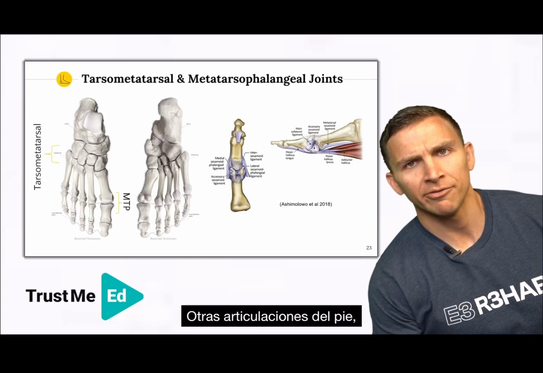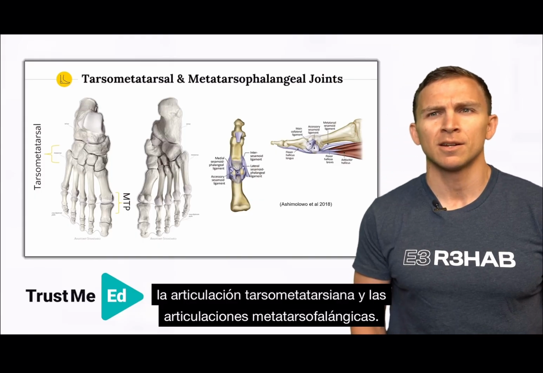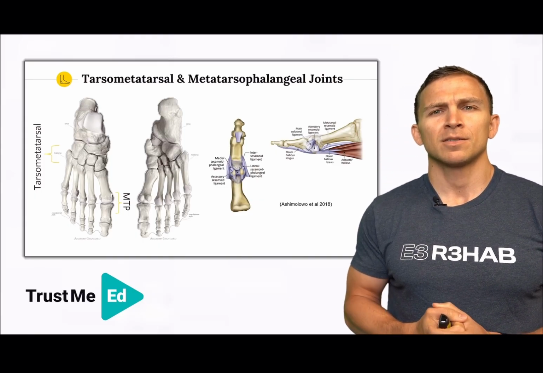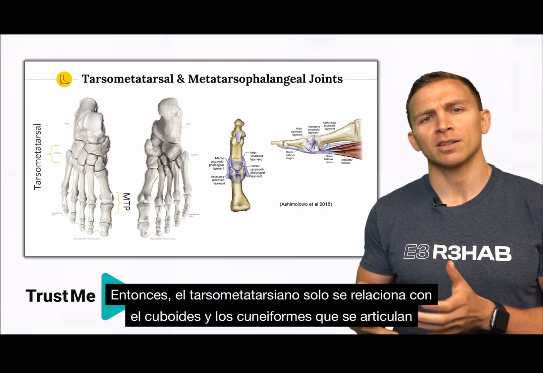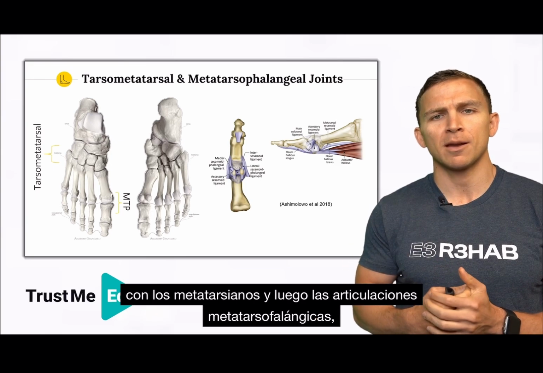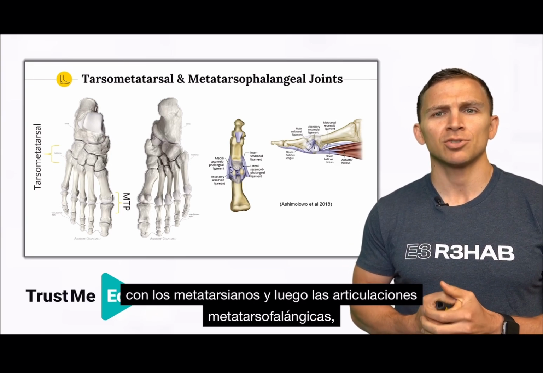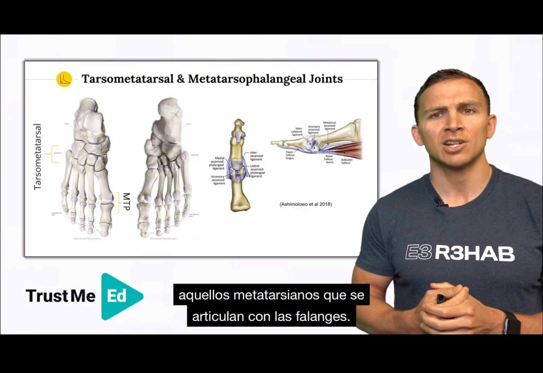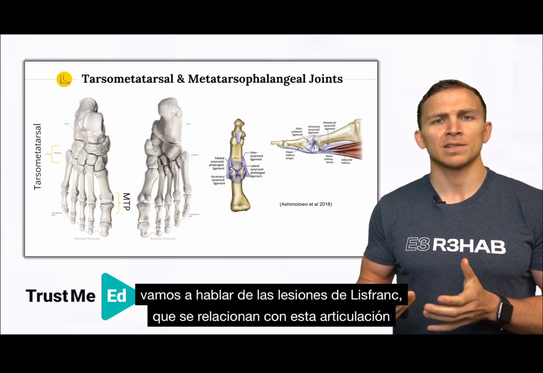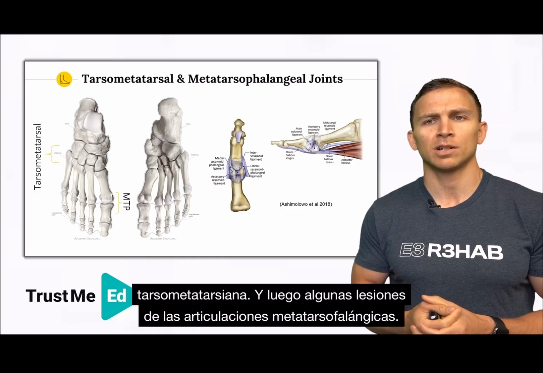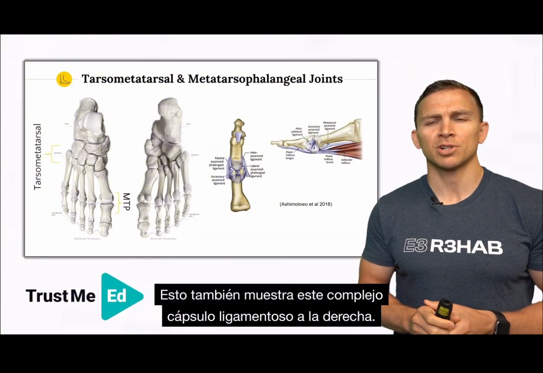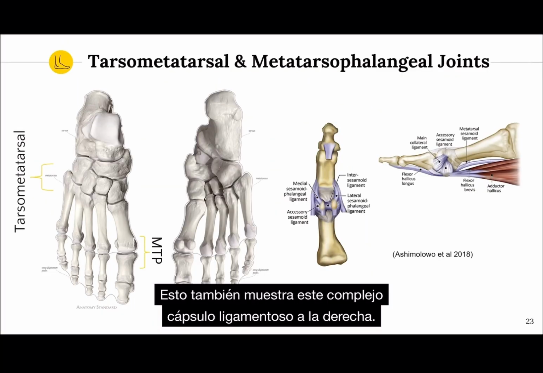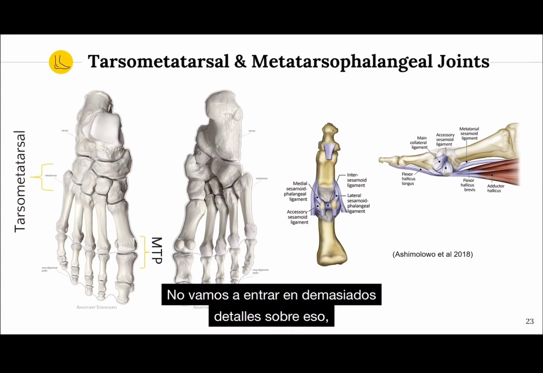Other joints of the foot, the tarso-metatarsal joint and the metatarsophalangeal joints. So tarso-metatarsal is just relating to the cuboid and cuneiforms articulating with the metatarsals, and then the metatarsophalangeal joints, those metatarsals articulating with the phalanges. And this is going to be important because we're going to talk about Lisfranc injuries, which relates to this tarso-metatarsal joint, and then some injuries of the metatarsophalangeal joints. This is also showing this capsulo-ligamentous complex on the right. We're not going to go into too much detail of that, but you can just appreciate some of the complexities there.